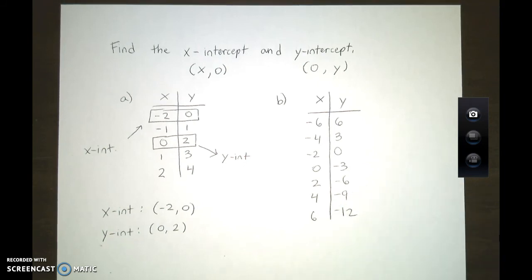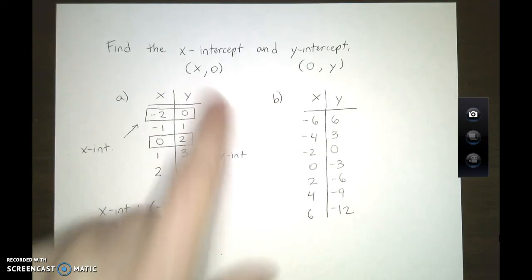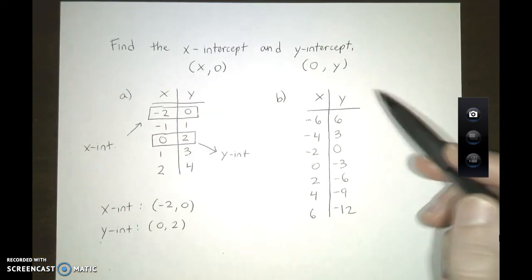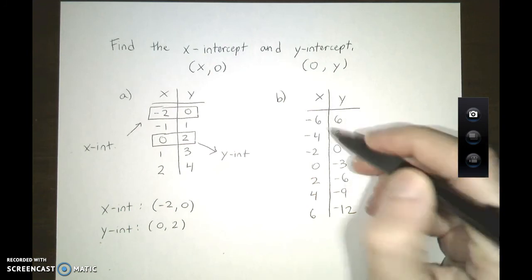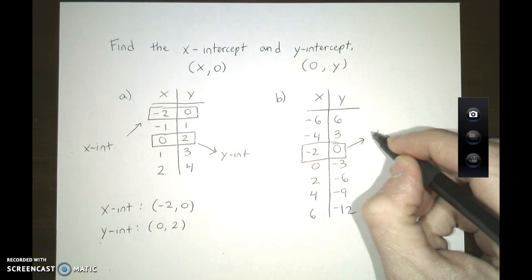Alright, so given the table, you're asked to find the x-intercept and the y-intercept. So remember, the x-intercept is where the y value is 0, and we are looking at what the x value is at that spot. So in this problem, where my y value is 0 is here. This is my x-intercept.